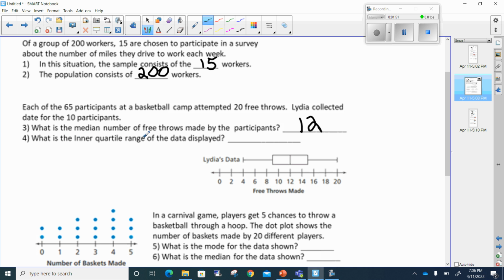What is the interquartile range? Interquartile range is the third quartile minus the first quartile. The third quartile lines up right here, and between 14 and 16 must be 15. And then the first quartile lines up about right here. That's between 8 and 10, which would make it 9. So that's 15 minus 9, which gives us 6. So the interquartile range displayed is 6.